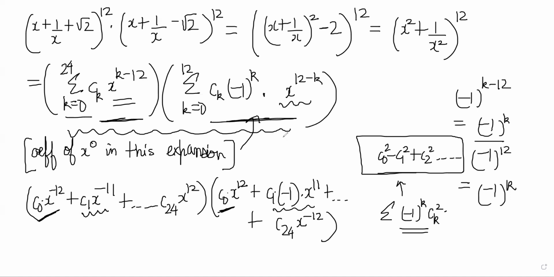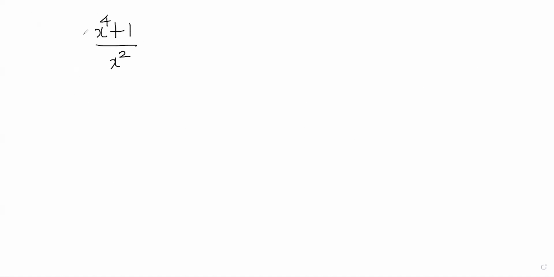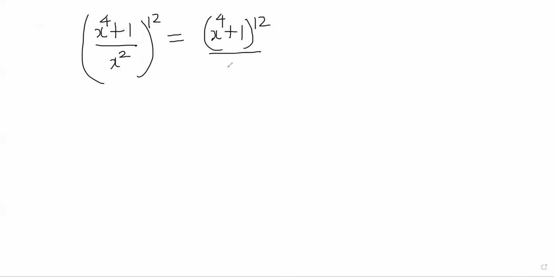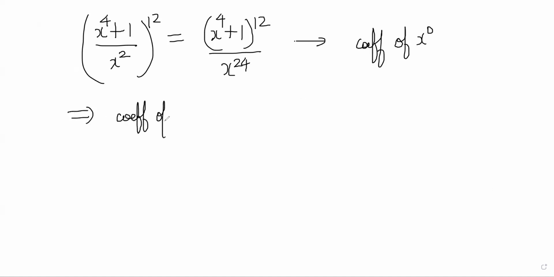Now that is super easy because you can find it from the other expression. You can find the coefficient of x power 0 from here, right? So think about it. The coefficient of x power 0 in that expansion is simple. It is (x power 4 plus 1 by x square) whole power 12. So basically it's (x power 4 plus 1) power 12 by x power 24. So I need the coefficient of x power 0 in the expansion. So basically I need the coefficient of x power 24 in the expansion of (x power 4 plus 1) power 12, right?